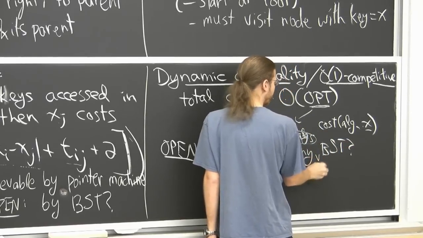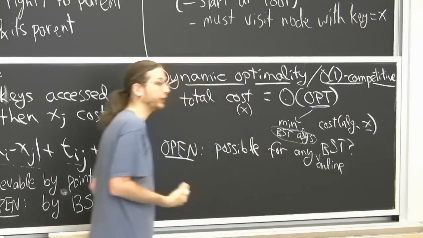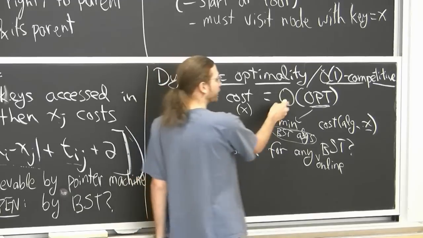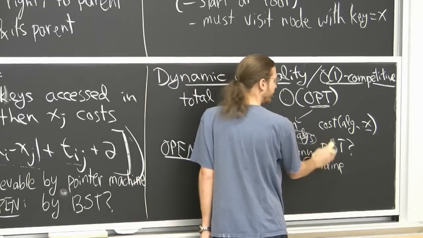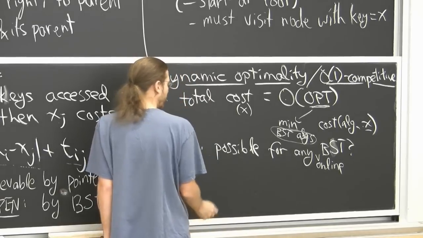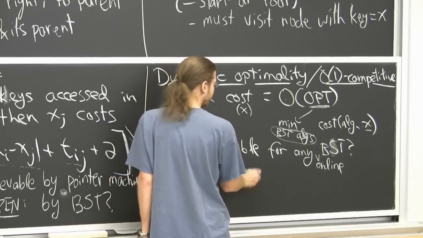And of course, we're only interested in online solutions. So you want to build a binary search tree that doesn't know the future, doesn't know what accesses are to come, but it has to be within a constant factor of the offline solution that does know. We don't know whether this is possible. Another interesting question is whether it's possible for a pointer machine.